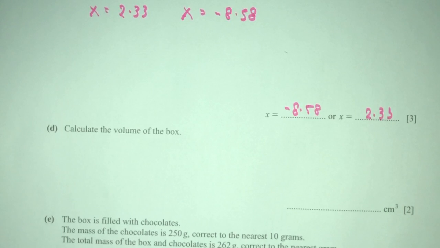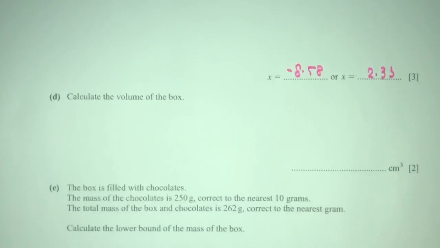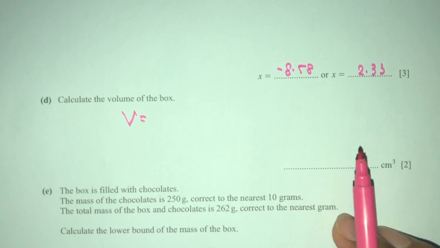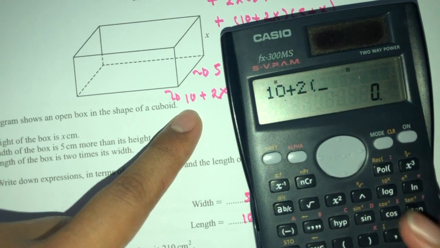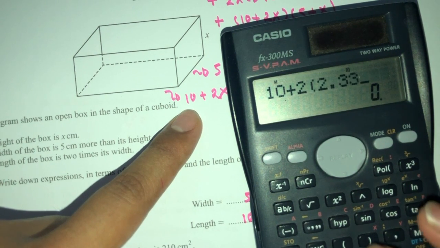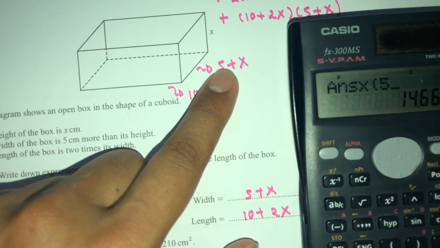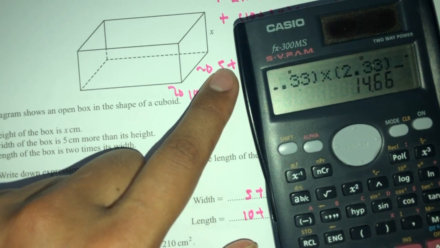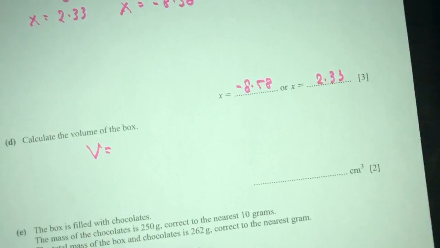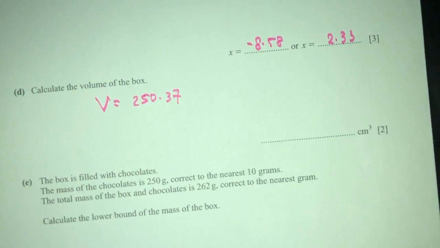Let's move on to part D of the question. Here we have to find the volume of the box. How do you find the volume of a box? Volume is length times width times height. The length will be 10 plus 2 times x, where x is 2.33, times the width, which is 5 plus 2.33, and times the height, which is simply x, 2.33. That should give you 250.137. Your answer will be just 250.